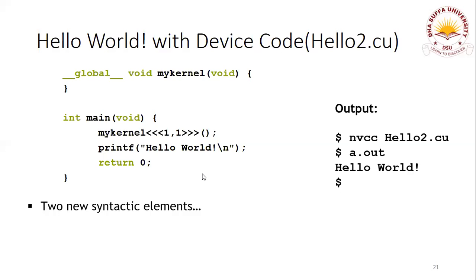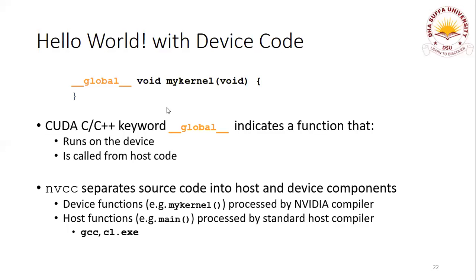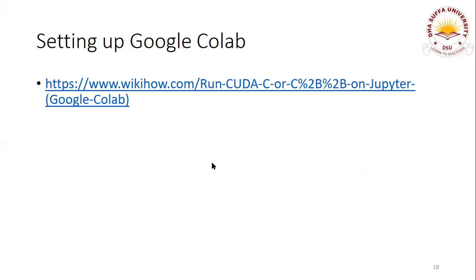Next we have two new syntactic elements. First was this global specifier, which I have been highlighting again and again, that we need to have this global specifier that makes a normal function a kernel function. Next we have the CUDA C++ keyword global, which indicates a function that runs on a device and is called from a host. There is another specifier I would like to tell you about here, which I skipped.